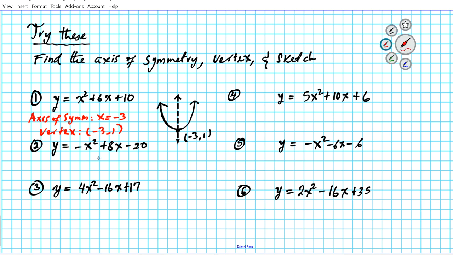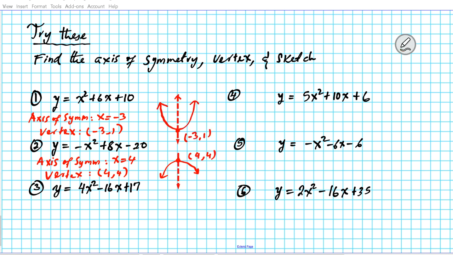Okay, number 2. The axis of symmetry for number 2 is x equals 4, and the vertex is (4, 4). Let's go ahead and see what the graph looks like for number 2. It's going to be a downward opening parabola because a is negative, so it's going to open downwards like this, and your vertex is going to be (4, 4).